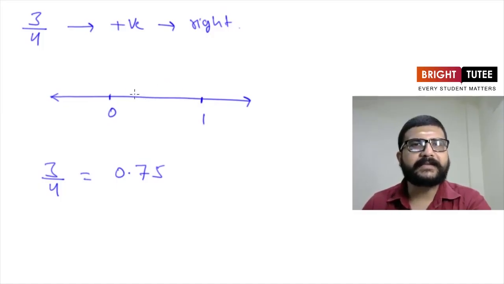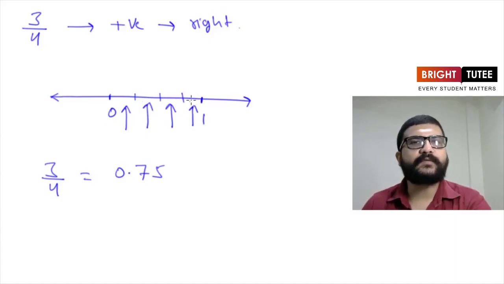We are going to divide the region between 0 and 1 into 4 equal parts by using 3 markers. So it will be like this: 1, 2 and 3. Now using these 3 markers, what we have done? We have divided this region between 0 and 1 into 4 equal parts. As we can see here, this is the first part, this is second, this is third, and here it is fourth part. So the region is divided into 4 equal parts.